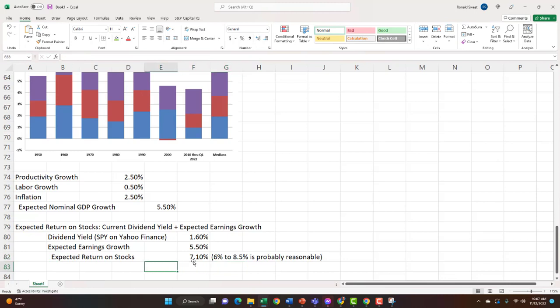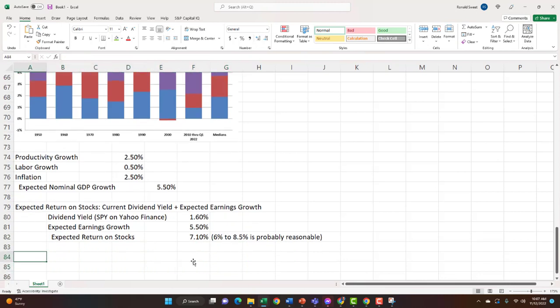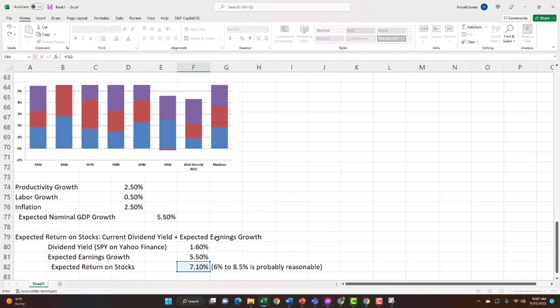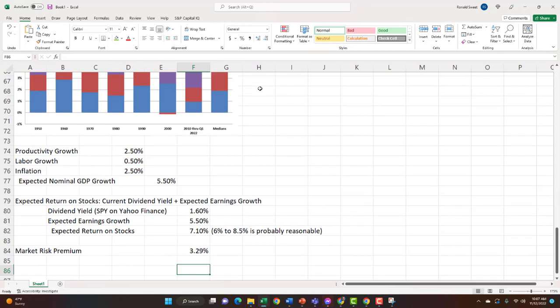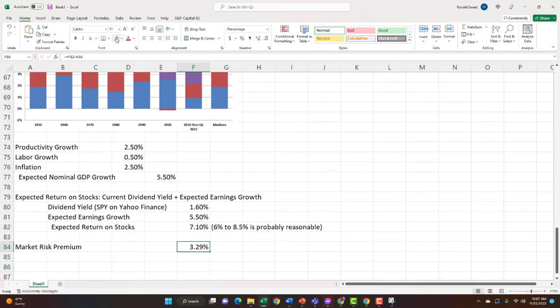You'll see why when we talk about the expected growth for your stock. And so that gives us a market risk premium of 7.1% expected return on stocks minus our risk-free rate, 3.81, gives us a market risk premium, a pretty low one. So here, 3% to 6% is probably reasonable.